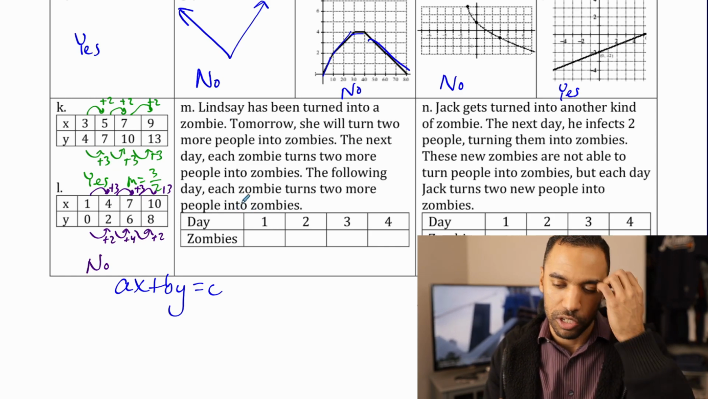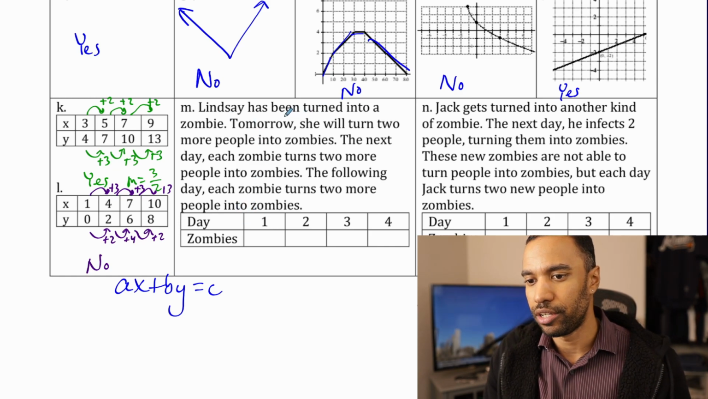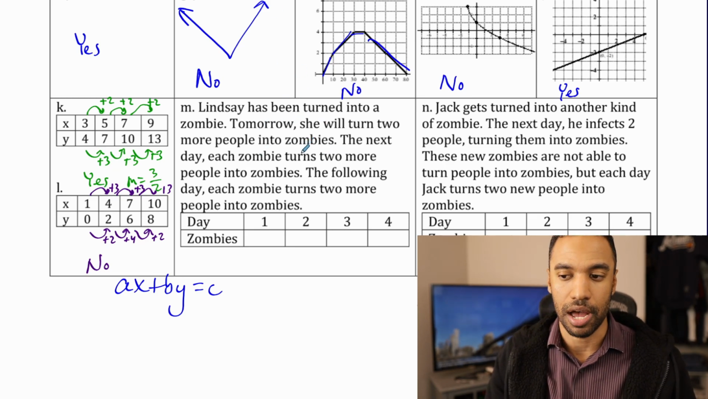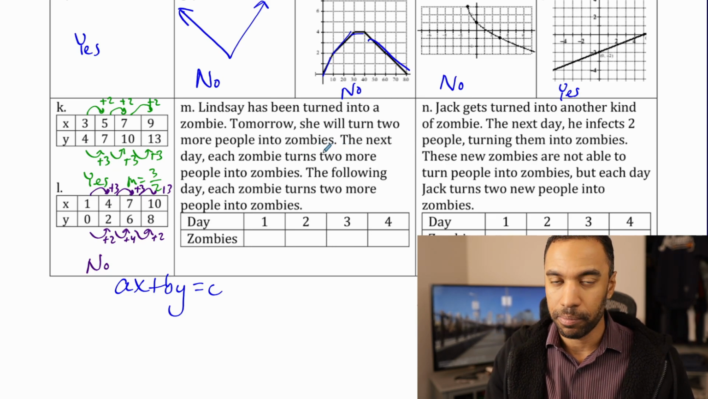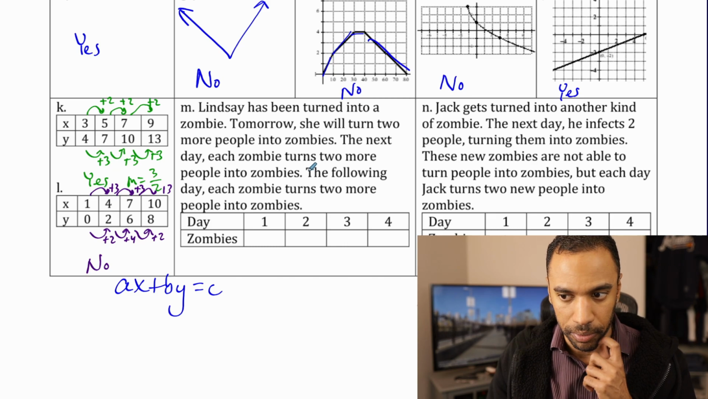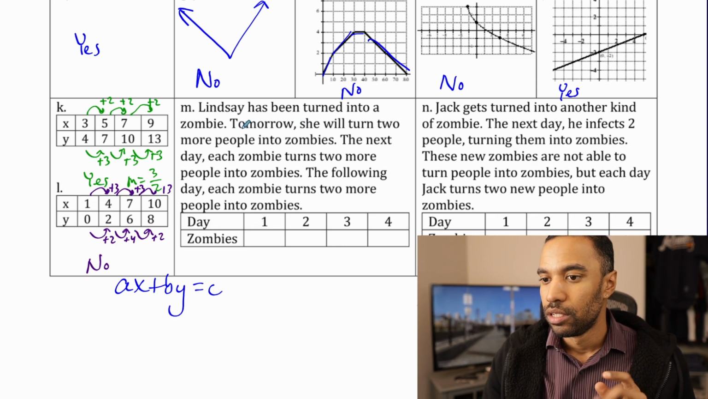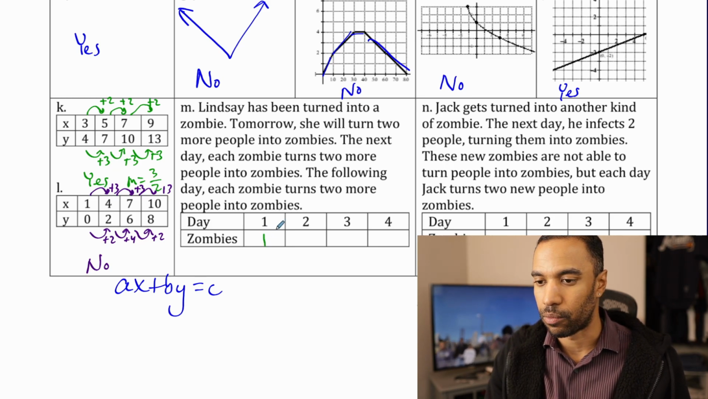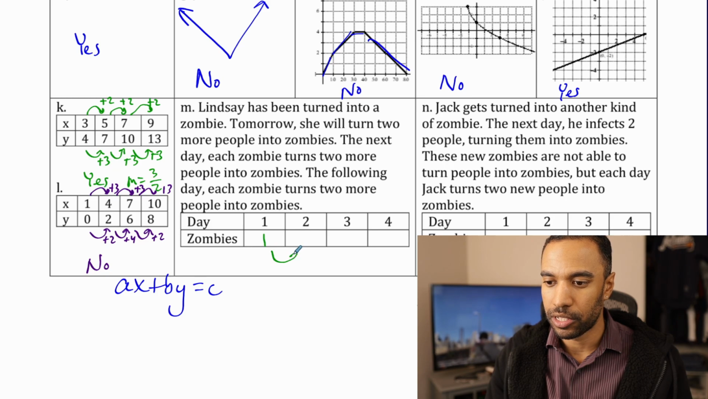Part M, looks like we have to fill out some information. Lindsay has been turned into a zombie. Tomorrow, she will turn 2 more people into zombies. The next day, each zombie turns 2 more people into zombies. The following day, each zombie turns 2 more people into zombies. Lindsay's turned into a zombie. Let's say that's day 1. She is one of them. I think that works out. She turns 2 people into zombies. We add 2, and we get 3.